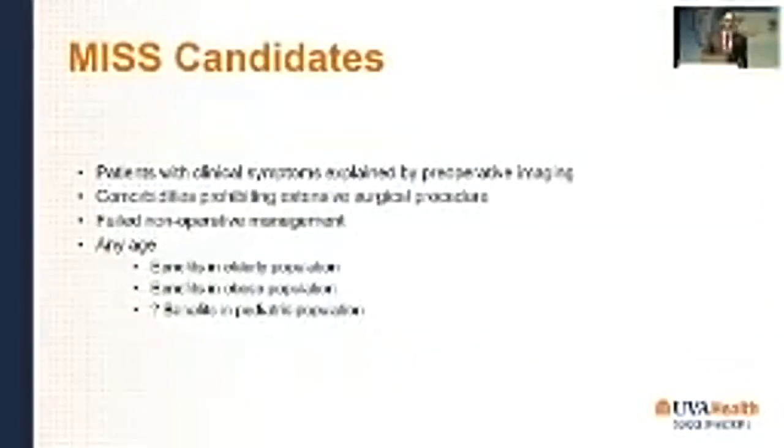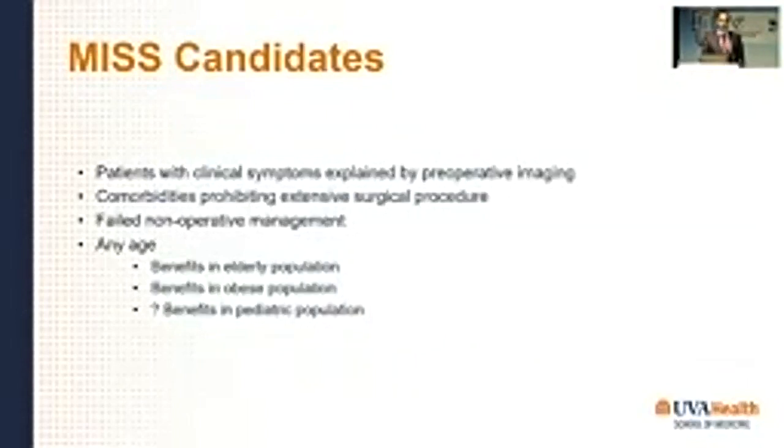So who are good minimally invasive spine surgery candidates? As we all know, patients with clinical symptoms that are explained by perioperative imaging. There are certain patients who have comorbidities that prohibit extensive surgical procedures. They're also very good candidates. And candidates of any age, there are benefits shown in the elderly population as well as in the obese population. So I want to talk about really, can these techniques be employed in the pediatric population?